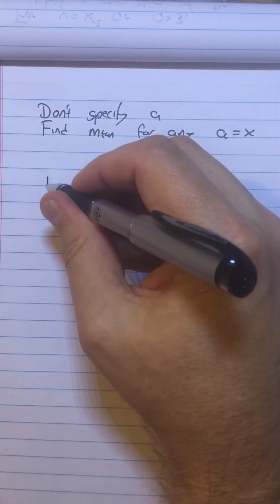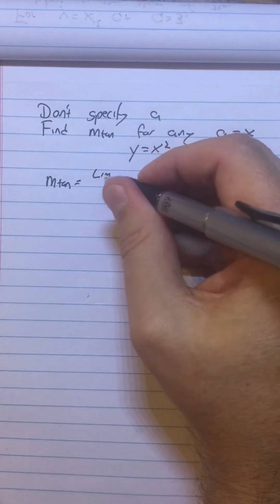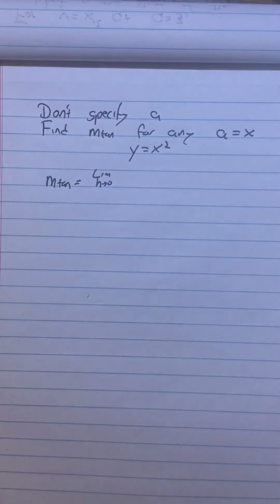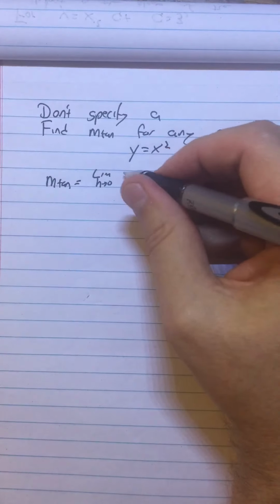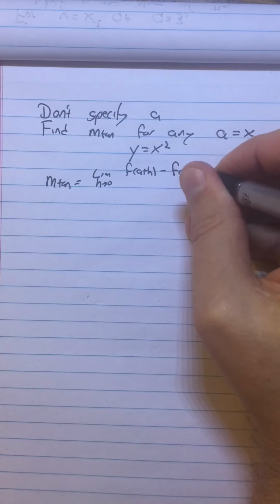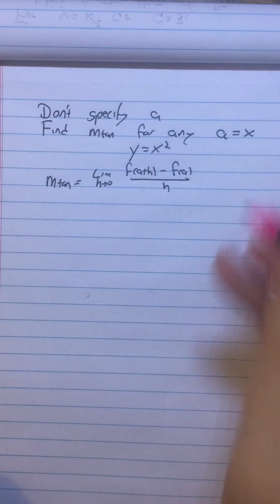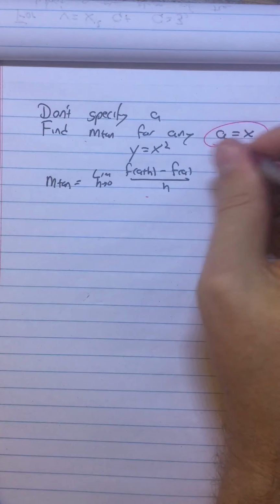Okay, so here's how we could do that. We could do the same things you just did. The slope of the tangent is equal to the limit as h approaches 0. Let's see, how did we specify this originally? f of a plus h minus f of a, over h. But now we're not going to specify what the a is. We're just going to leave the a being x.